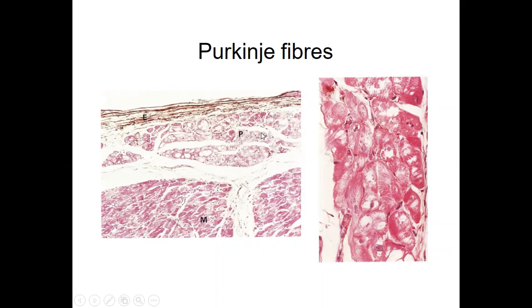We try to enlarge the size of the picture, so you can see these are the Purkinje fibers when you see them at large size. So you can differentiate between the cardiac muscles and the Purkinje fiber based on these features.